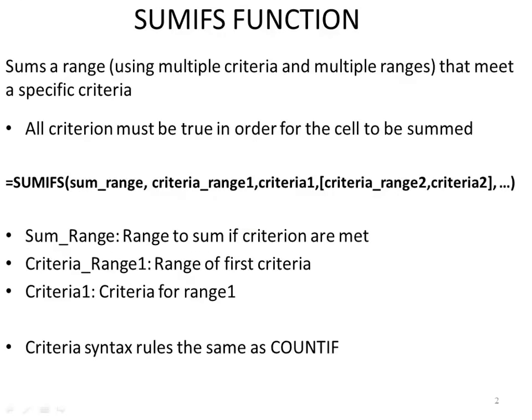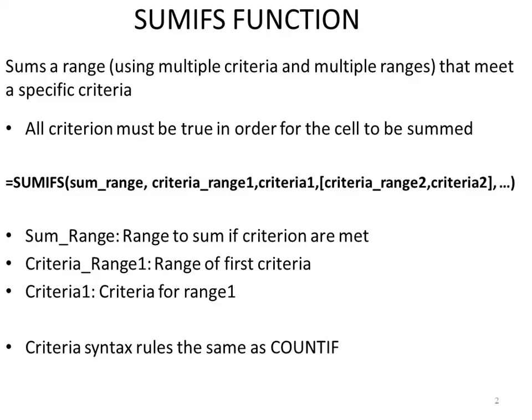The SUMIFS function sums a range using multiple criteria and multiple ranges that meet specific criteria. All the criteria must be true in order for the cells to be summed. Syntax: =SUMIFS(sum_range, criteria_range1, criteria1, criteria_range2, criteria2, ...). Criteria range 2 and criteria 2 are optional arguments, and the ellipsis means we can have more arguments.